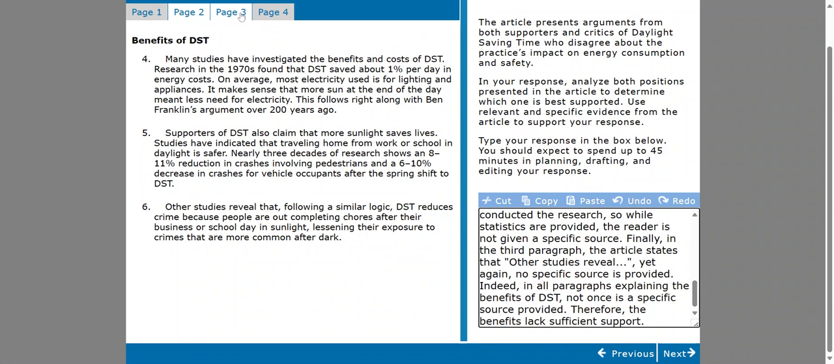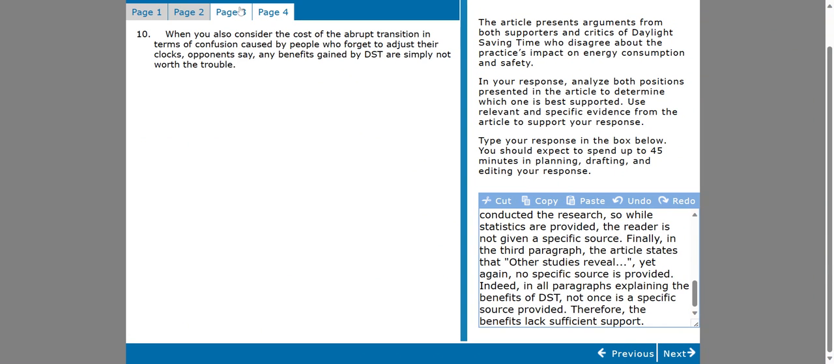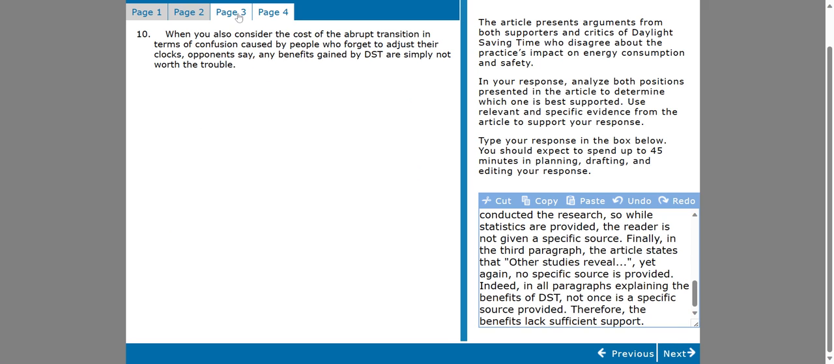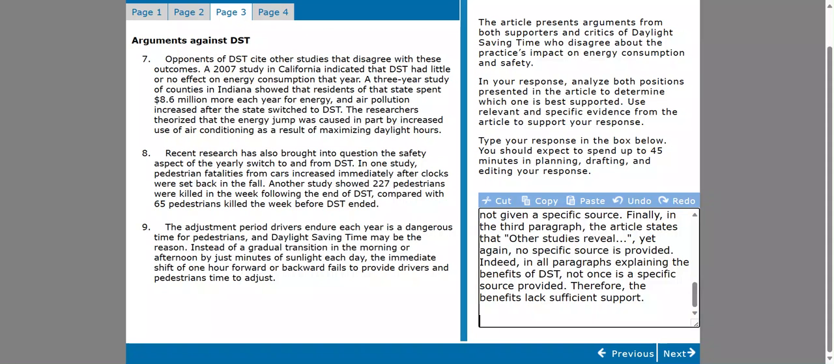Now we're going to go into the next page, writers, where we're looking at the arguments against DST, which is essentially in 4 paragraphs, paragraphs 7, 8, 9, and 10. All right, let's take a look, writers, at paragraph 7, arguments against DST.